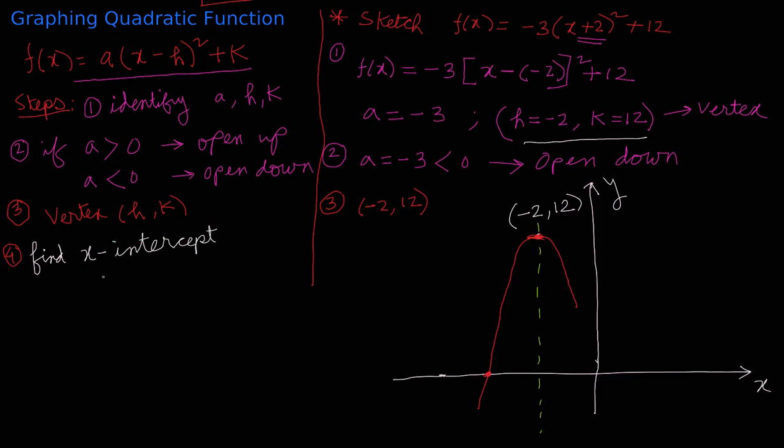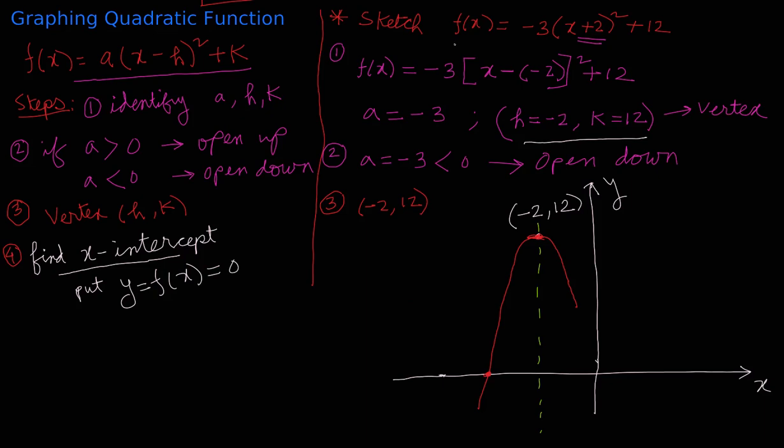Now you might remember from our previous section, to find the x-intercept we need to put y equal to 0. So y is a function of x, and I need to put y equal to 0 in that equation. Now let us see my step number 4 for my particular equation.